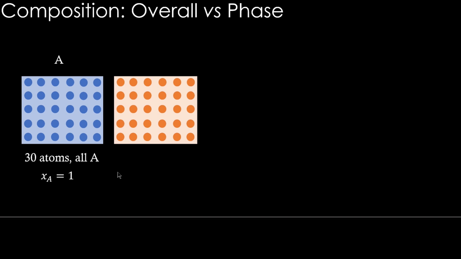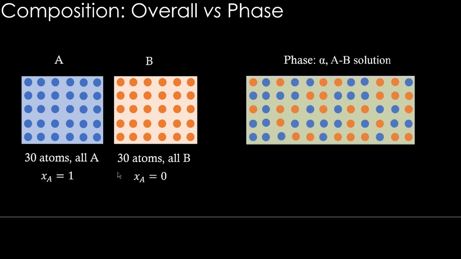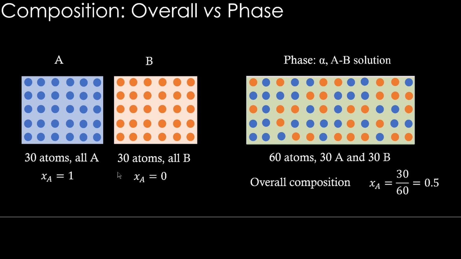So if you consider one more element B, 30 atoms of all B, what is the mole fraction of A there? It is 0. If we consider a phase alpha, which is an AB solution, in that there are 60 atoms now, 30 of them are A and 30 are B. The overall composition in this case is going to be 0.5 mole fraction of A. Because it is only a single phase, overall composition and phase composition are the same in this case also. So the composition of the alpha phase is also going to be the same.